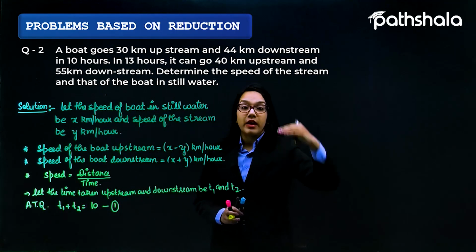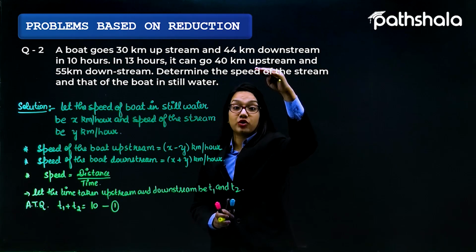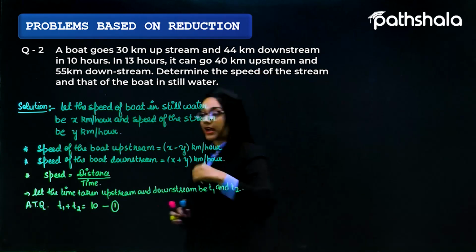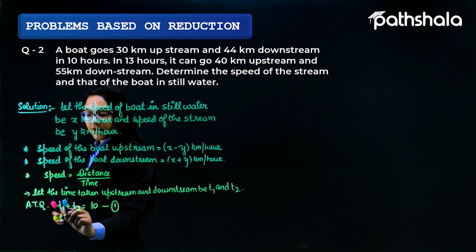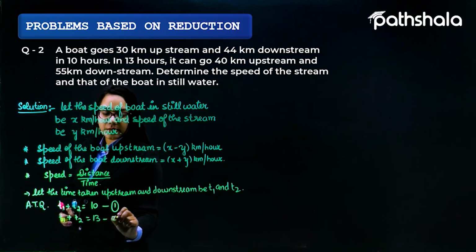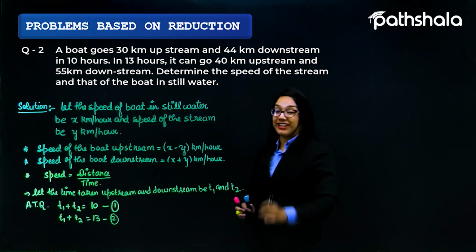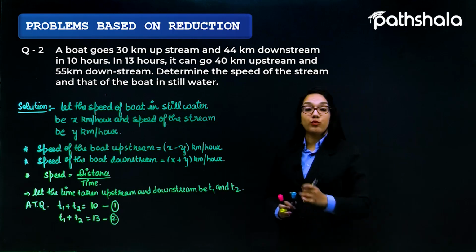Further, in 13 hours it can go 40 km upstream and 55 km downstream. Again T1 plus T2 is 13 for this second condition. First of all, we have to substitute the values of T1 and T2. What is T1 and what is T2?